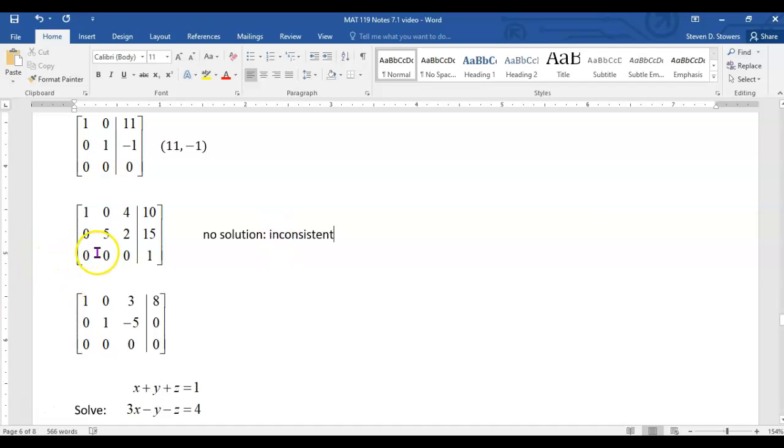Remember, a row that's all zeros except for some other number in the last column means there's no solution, because that would be telling you that 0 times x plus 0 times y plus 0 times z equals 1. And that can't happen.